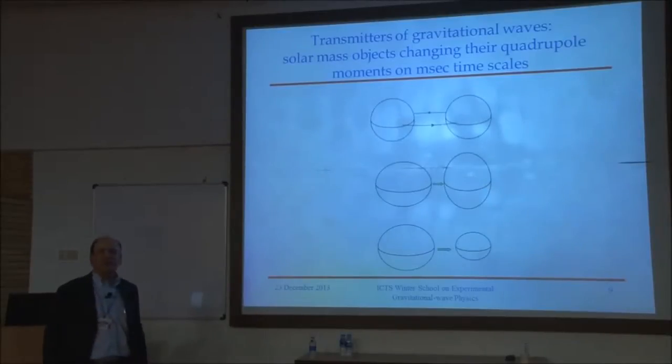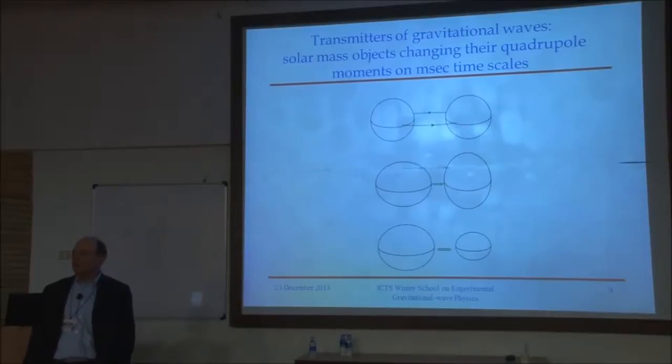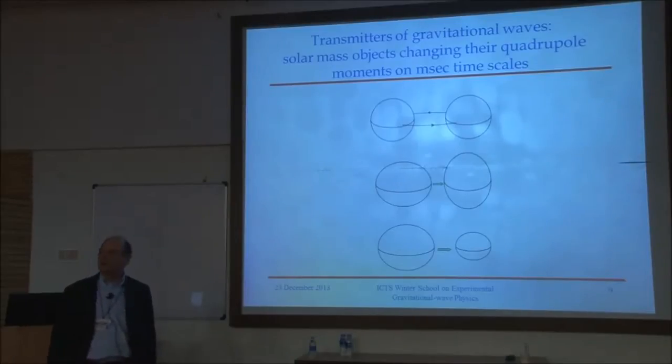All right, now let me say a bit about the sources of gravitational waves. I haven't prepared any slides about the sources of electromagnetic waves, but what are they? How do you make an electromagnetic wave in classical sense?